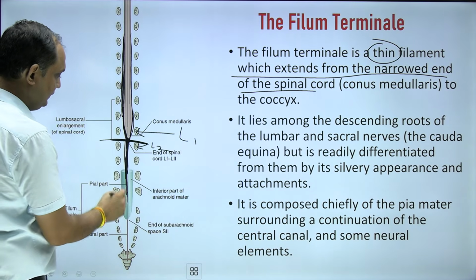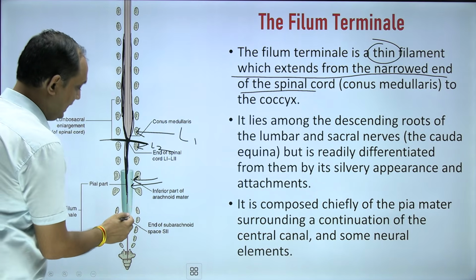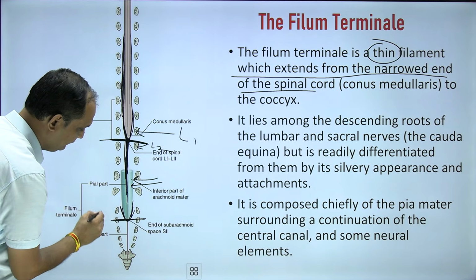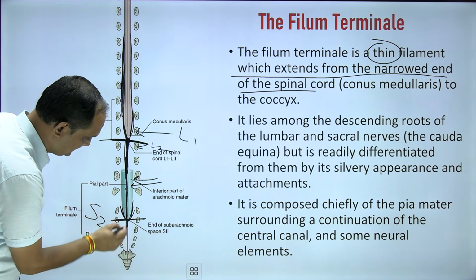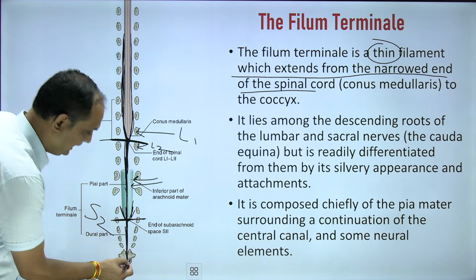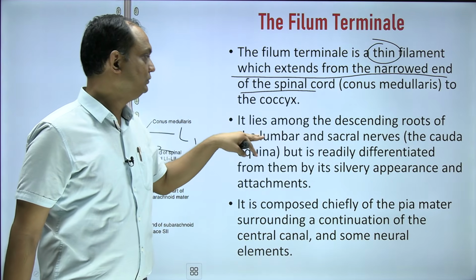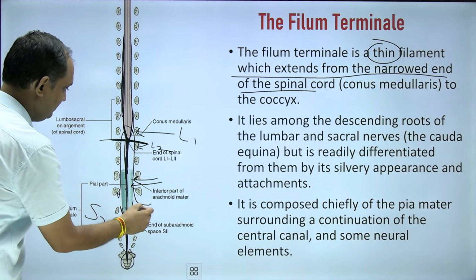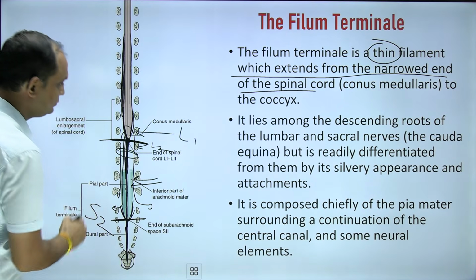This filum terminale is further covered by the dura and arachnoid, which still continue downward, and you know that the lower end of the dura and arachnoid is at the level of S2. Clear? And still this pia mater continues below S2, and ultimately it comes out from the sacral canal and merges with the periosteum of the coccyx. It lies among the descending roots of the lumbar and sacral nerves, which come out from their corresponding foramina. And this whole area is known as the cauda equina.